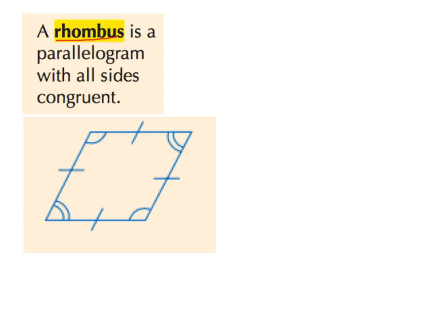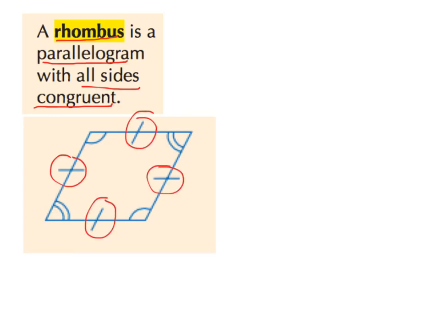A rhombus is a parallelogram with all sides congruent. So in a rhombus, all the sides are congruent. Is a rhombus a parallelogram? Yes, because look at the opposite sides. They are parallel. And look at the opposite angles. They are congruent. So a rhombus is a parallelogram where all the sides are equal.